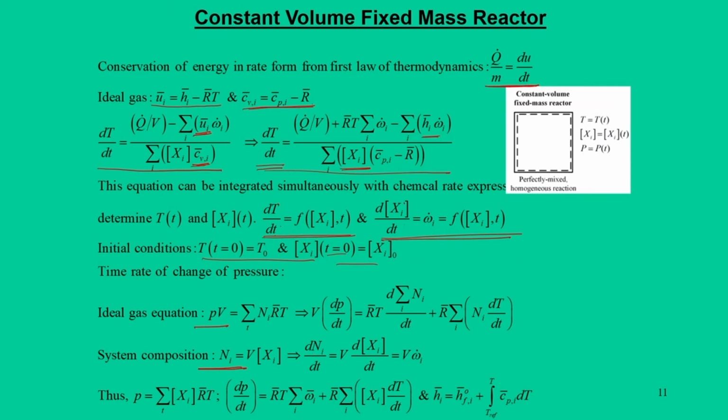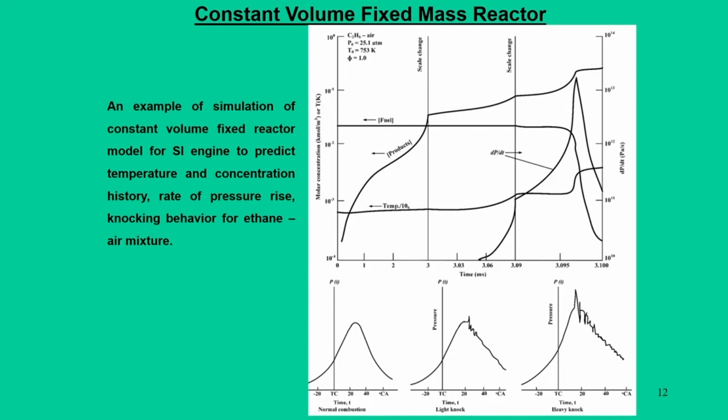Another equation that you require is how pressure changes with time, which we get from the ideal gas equations, dP by dt, and which is nothing but a function of the concentration and omega i bar. Omega i bar is nothing but the change of concentration with respect to time. Okay. So, this is how you are going to solve.